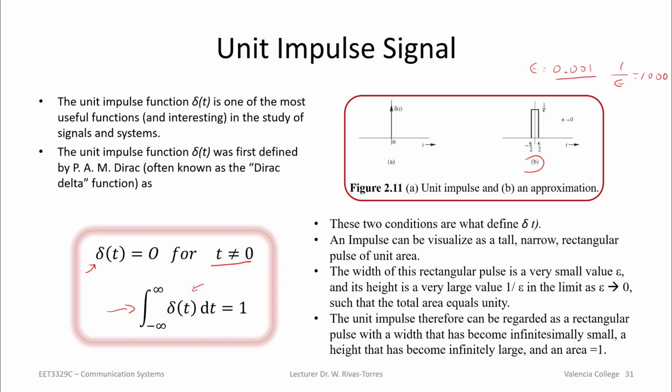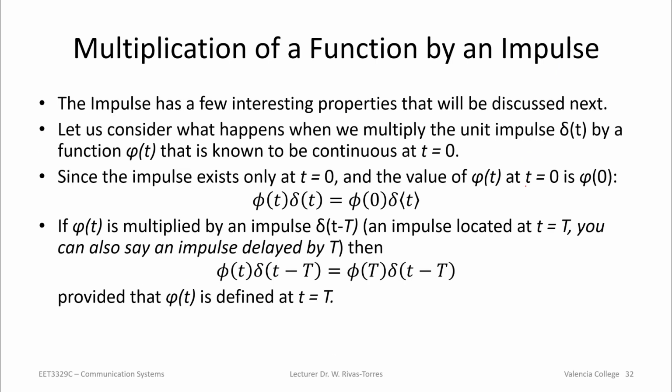But it has a lot of interesting properties that we're going to continue to look at. Now, let's say that I have any function that I want, and I'm going to multiply it by the impulse. You have to remember that the impulse is zero everywhere except at zero. So if I'm multiplying a function phi by the impulse function, I really don't care about phi anywhere else but at zero.